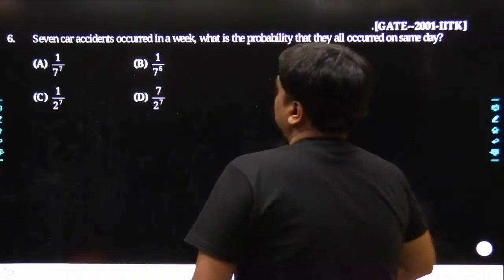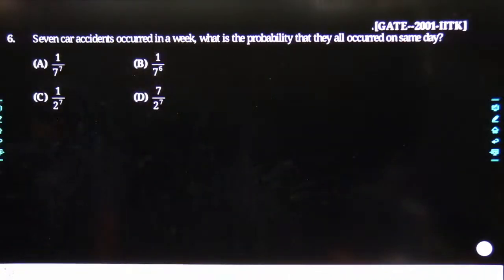This has been question number 6. Yeah, Manju, I will try.